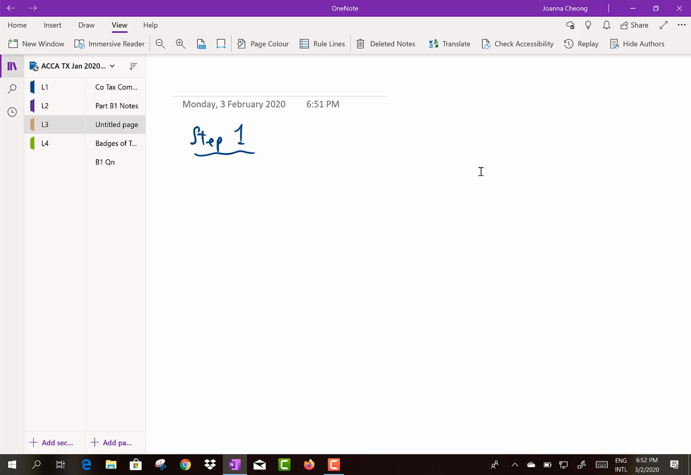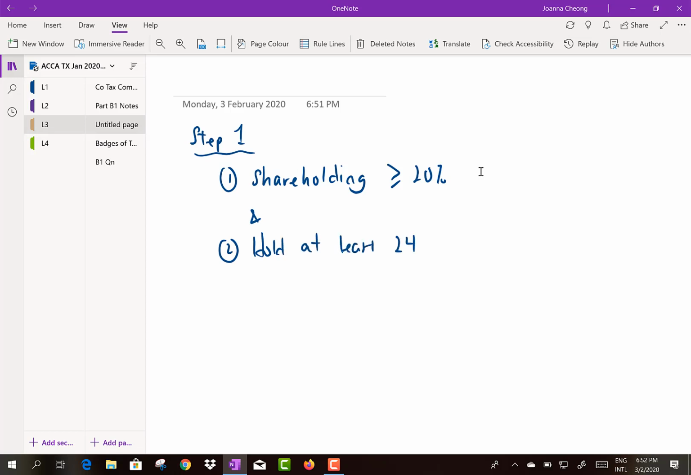Step number one, you find out whether you hold at least 20% of the other company's shares. At least 20%. It can be equal to 20%, but cannot be less than 20%. And you must hold on to the shares for at least 24 months. If your answer is yes, the gain when you dispose of the shares will not be taxable.